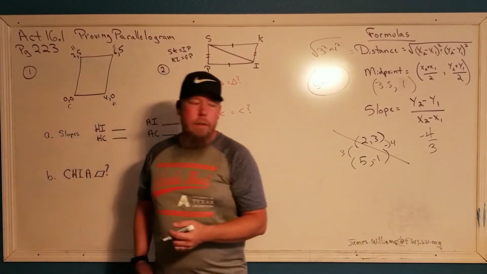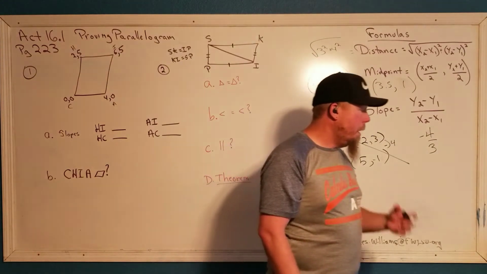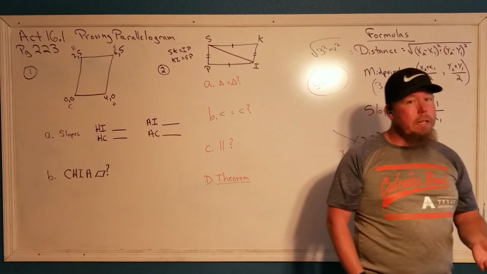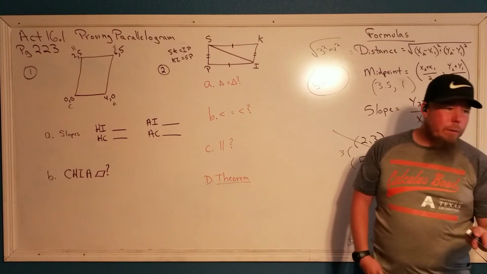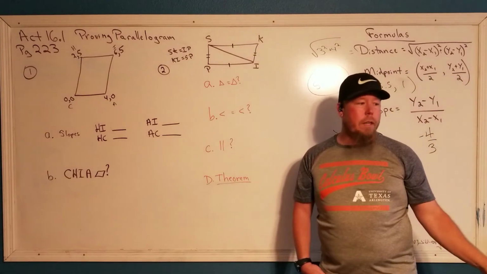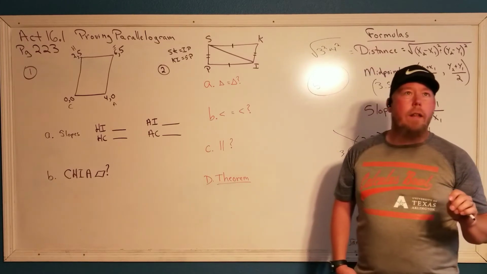Question number 1 in activity 16, they're giving us a parallelogram. Well, actually, they don't tell us it's a parallelogram. They just give us these 4 points, and they basically want us to prove it's a parallelogram. The idea with activity 16 is to think of it like finding the converse.